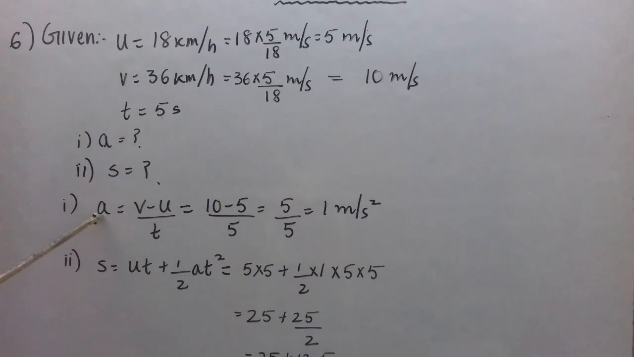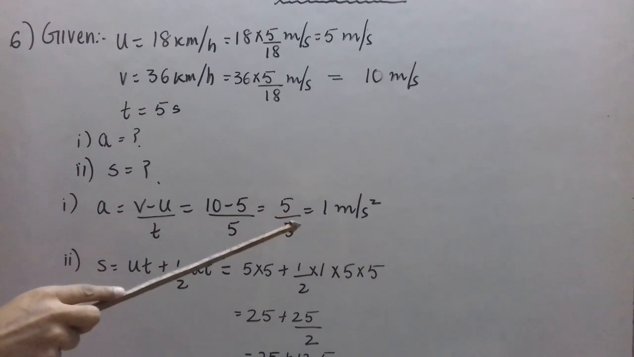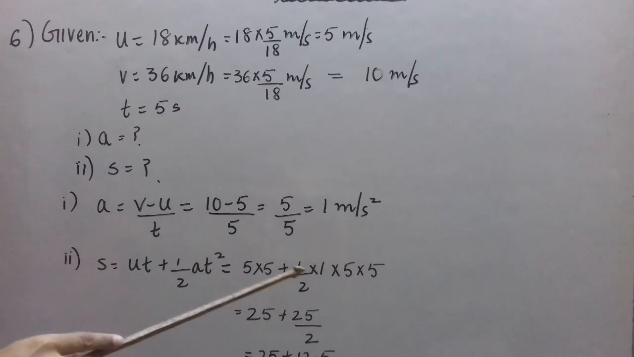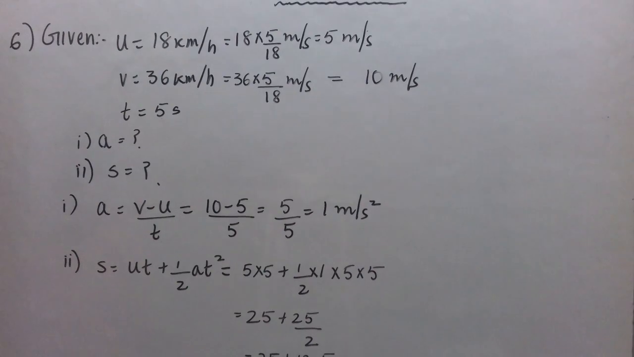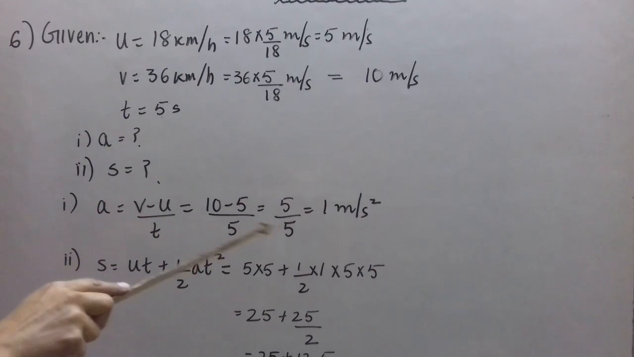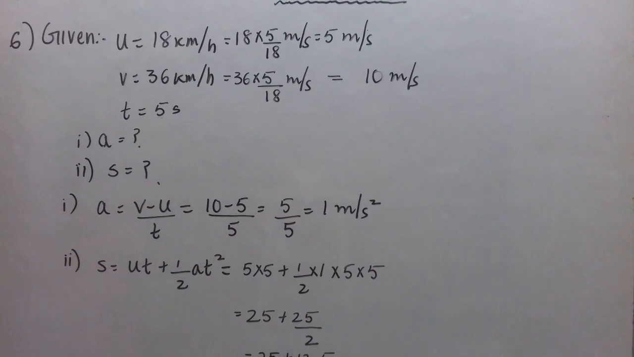So acceleration comes out to be 1 meter per second square. In your notebook you can do it, this is equal to one below the other, these steps. Instead of showing this way, you can show it vertically downwards.